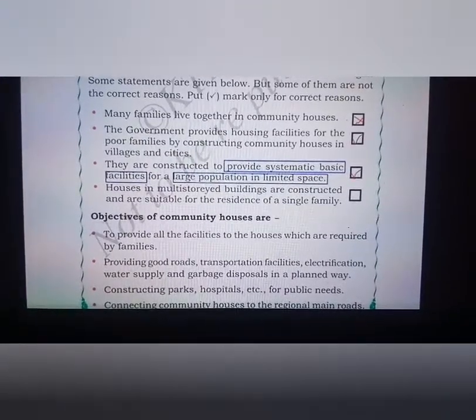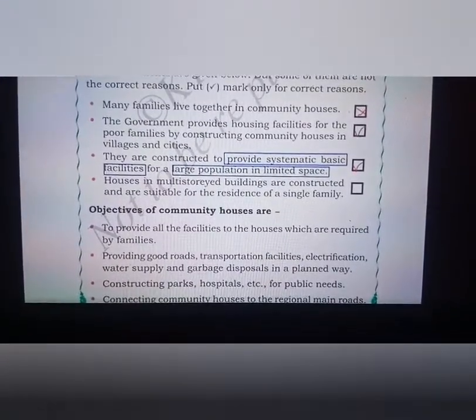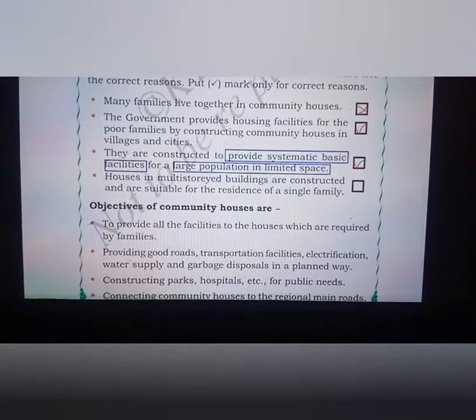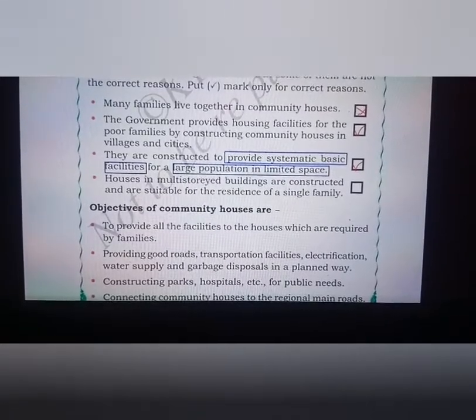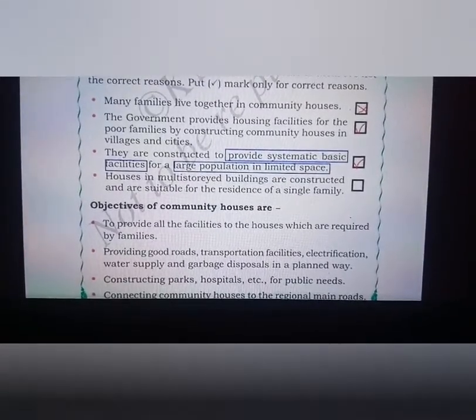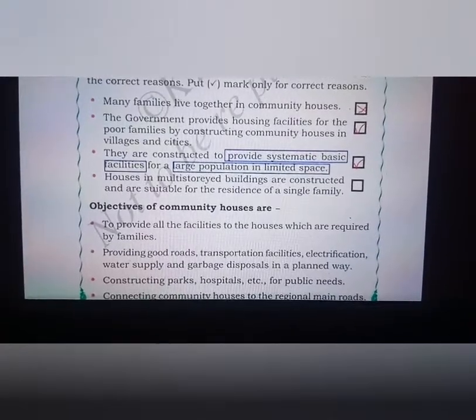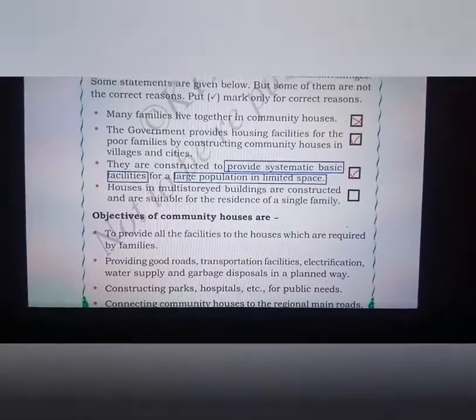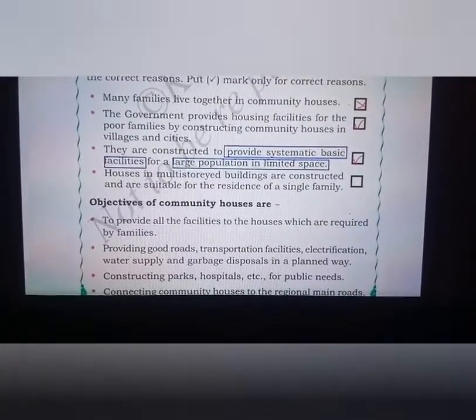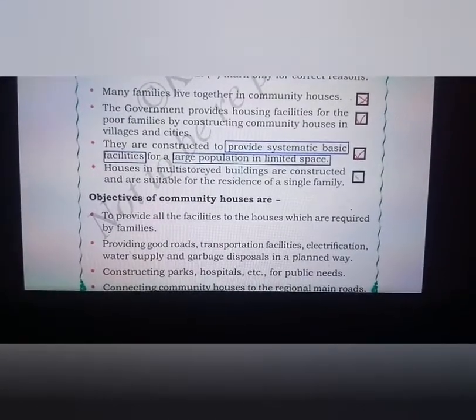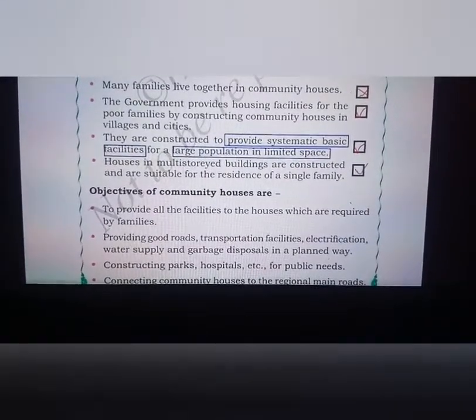This statement is correct. Next, houses in multi-storied buildings are constructed and are suitable for the residence of a single family. Like we learnt in the first statement, each house is for only one family. So this statement is also correct.